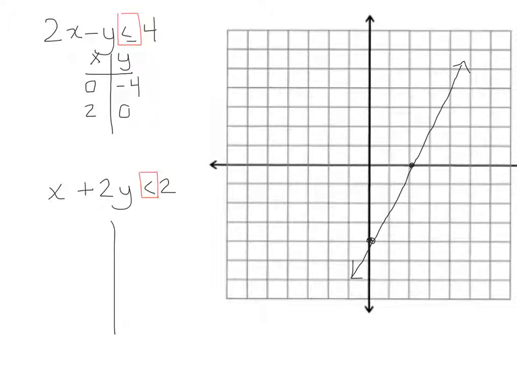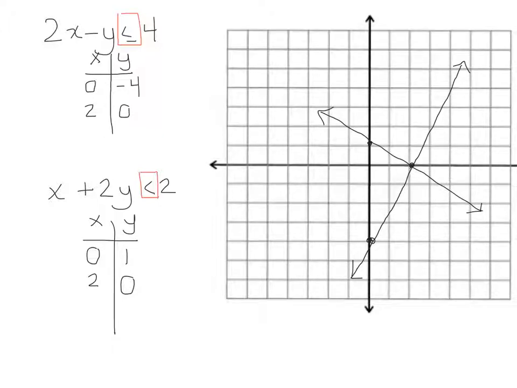I'm going to go about finding points on that line in the same way. I'm going to find the y-intercept by substituting 0 in for x. Y would have to be 1 because 2 times 1 is 2. Find the x-intercept by subbing 0 in for y. X would have to be 2. So my second line goes through 0, 1, and 2, 0. Well, right away, I see that these lines have the same x-intercept. But there's more to this than that, because each of these has a less than sign in them.